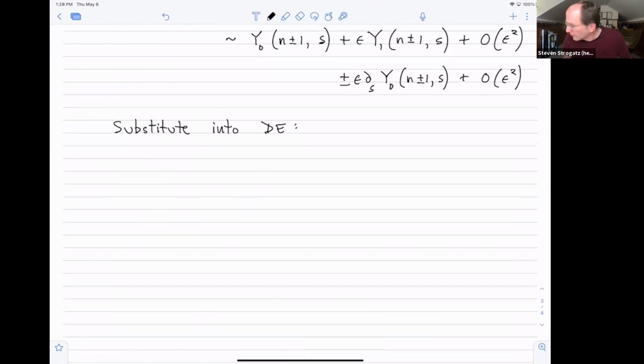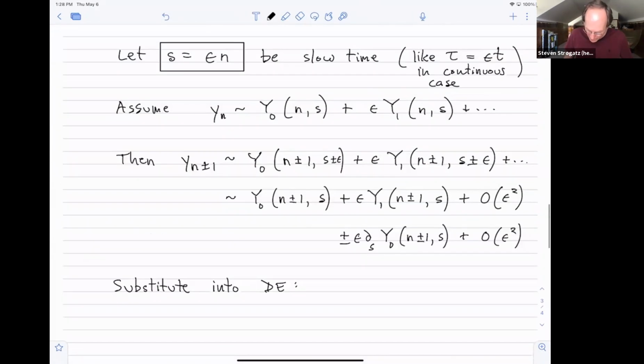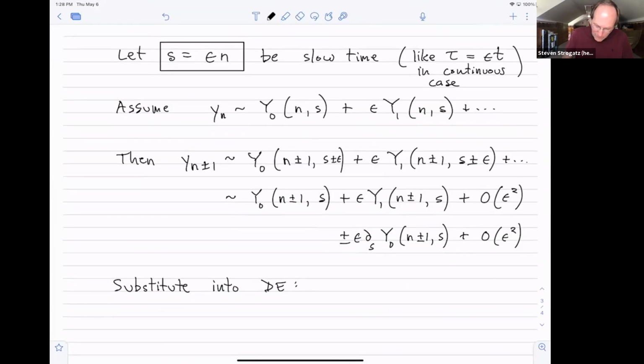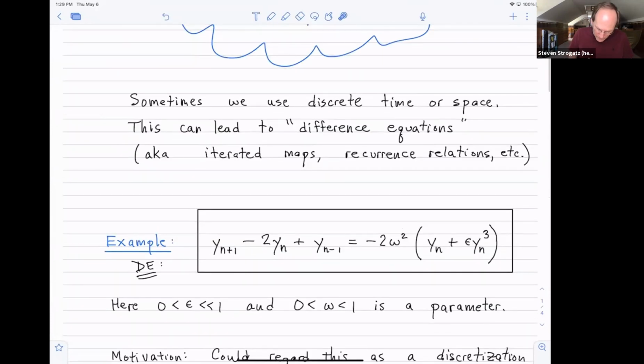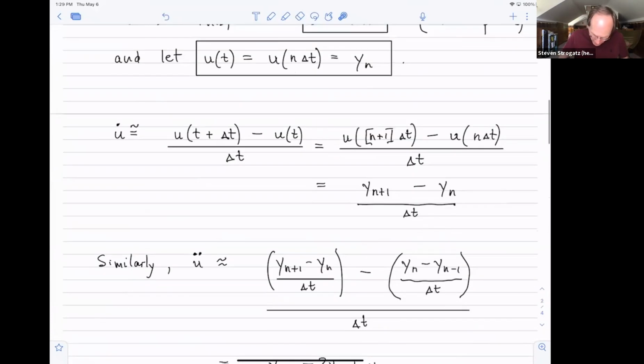And I don't want to write out the whole mess. I'm going to get a bunch of stuff, right? Because I have order 1 terms here. I have an order epsilon term here and here. And I also had, back in this equation, an order epsilon term here, and I have various order 1 terms. So when you collect all the stuff that's order 1, here's what you get.